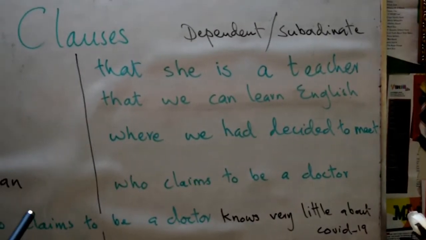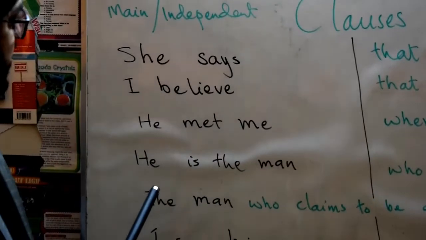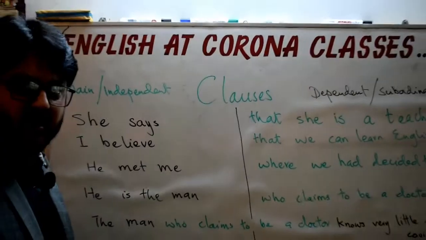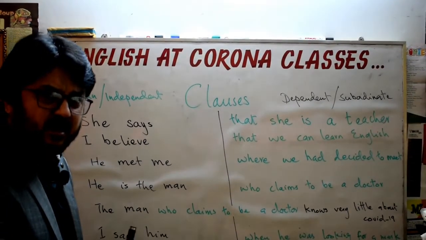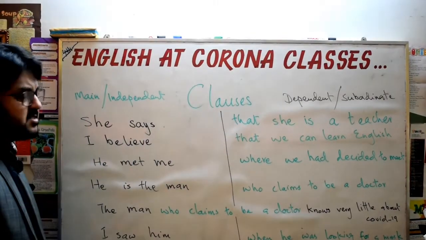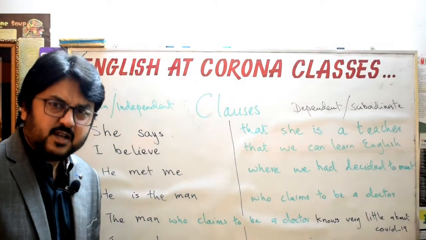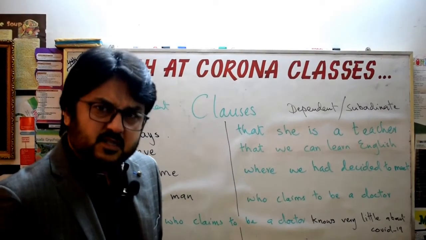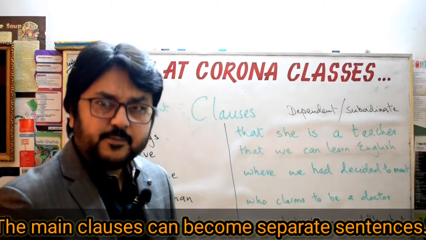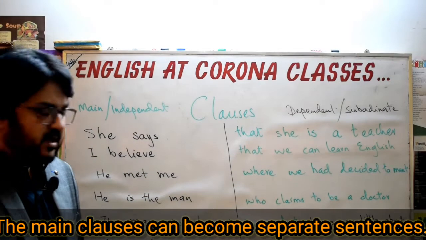Okay, if we look at these clauses which are the main clauses, we can understand that they can survive as separate sentences. Even if they are not added to the subordinate clauses, they can survive. For example, if we put a full stop over here, she says, will you be able to understand or not? Yes, it is quite understandable. She cooks, understandable or not? She drives, understandable or not? Similarly, she says, understandable. I believe.